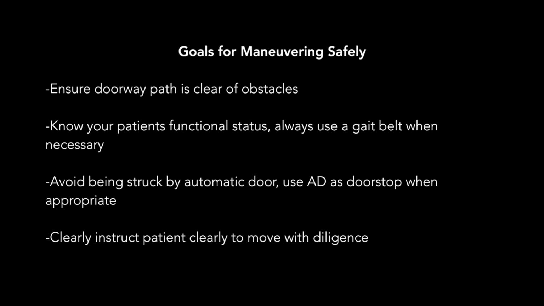Some goals for traversing an automatic door with an assistive device include checking the doorway configuration to ensure the doorway and the path beyond are clear of obstacles. Be aware of your patient's functional status and always use a gait belt when necessary. Avoid having your patient or yourself struck by the automatic door closing, as they can close swiftly and without warning.